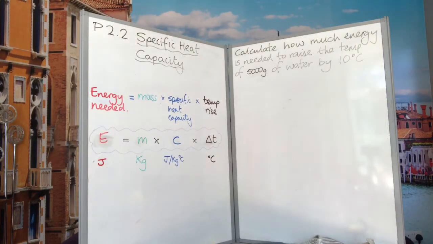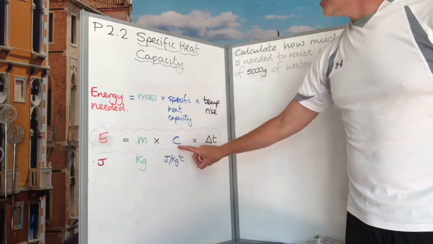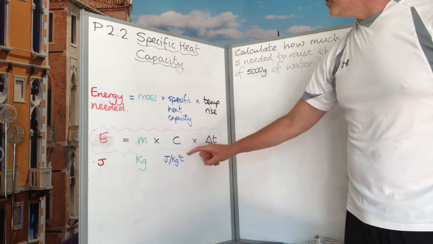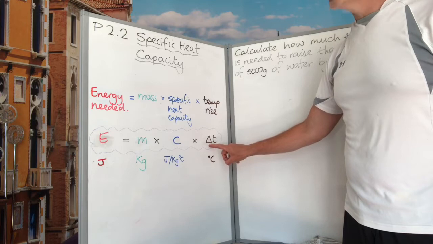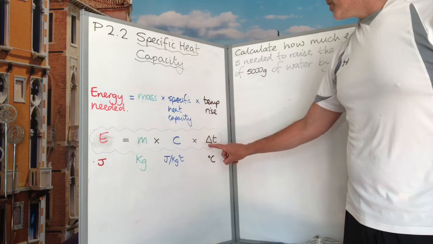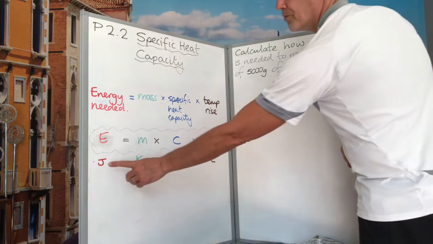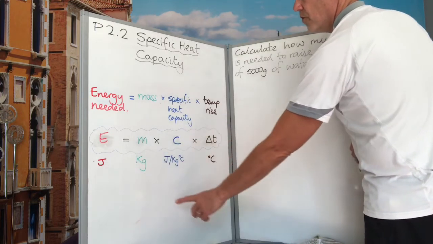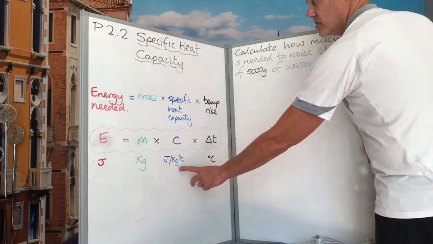rise. Now that can also be written in shorthand as E for energy, M for mass, C for specific heat capacity, and delta T for temperature rise. Now delta just means the change in. It's a Greek letter that's used to describe the change in temperature. And remember the units are important. Joules for energy, kilograms for mass, joules per kilogram degrees Celsius for specific heat capacity.